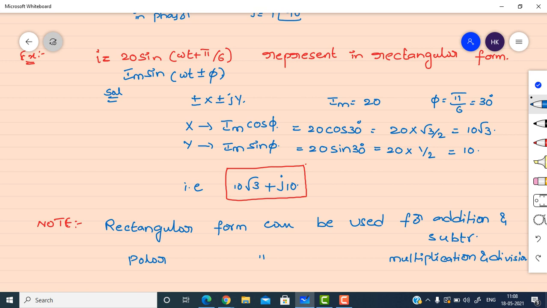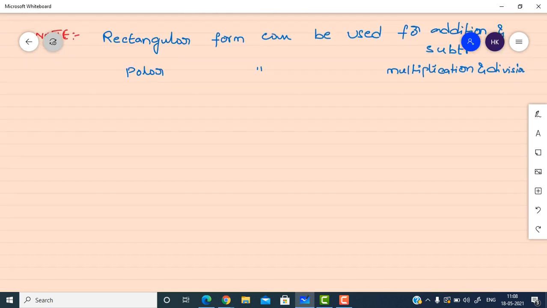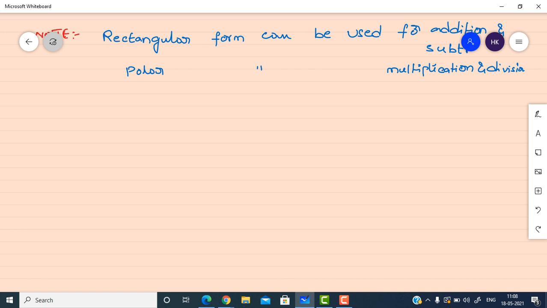Suppose there is an addition, I1 plus I2. Two alternating currents are there and we have to add them. Then what do we have to do? First we have to convert those into rectangular form. Then we have to add. So we can't directly add those quantities. We have to represent them in mathematical forms. Then only we can perform those operations.